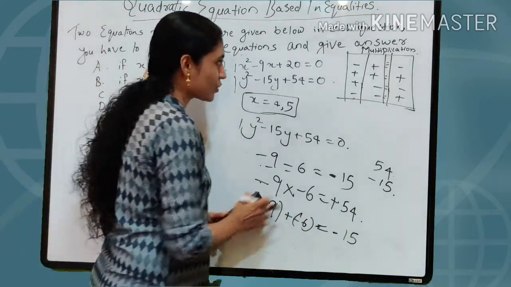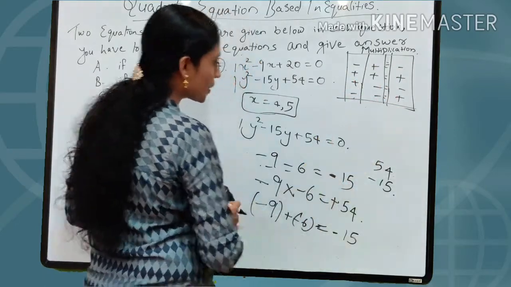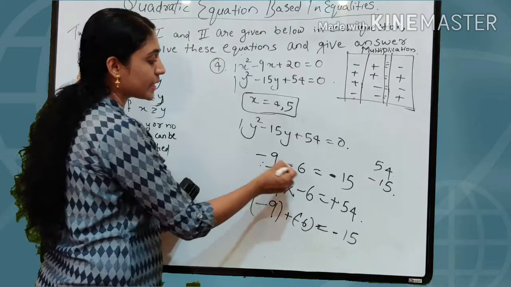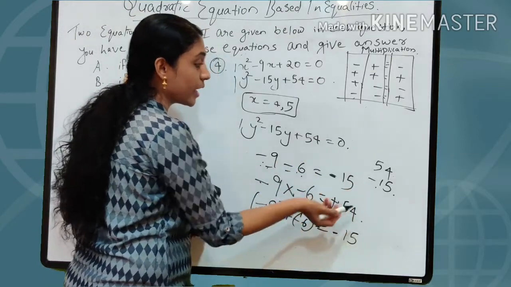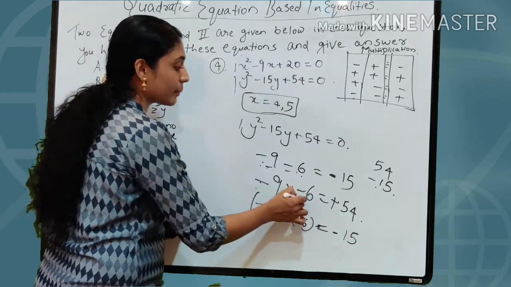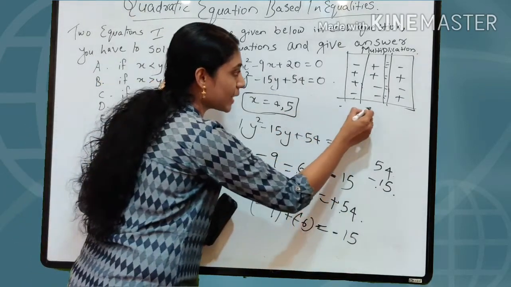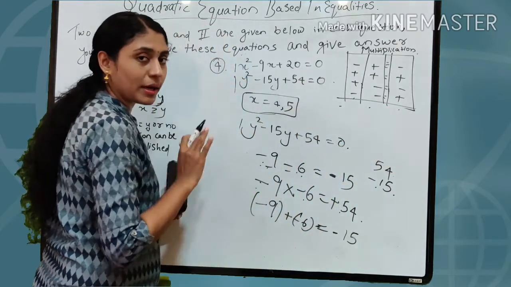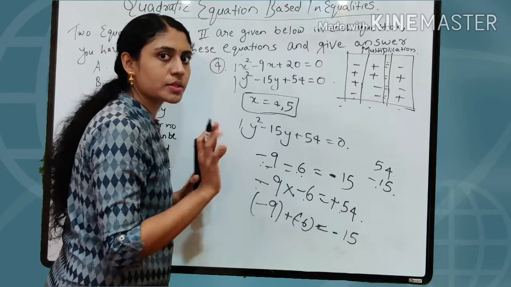Understood? So this is only for multiplication. Please note that. So which are the numbers? Minus 9 and minus 6. Why? Because when we add minus 9 and minus 6, it is minus 15, and when we multiply minus 9 and minus 6, it becomes plus 54, because in multiplication, when two minuses come, it becomes plus, and in case of addition, when two minuses come, it is minus itself.